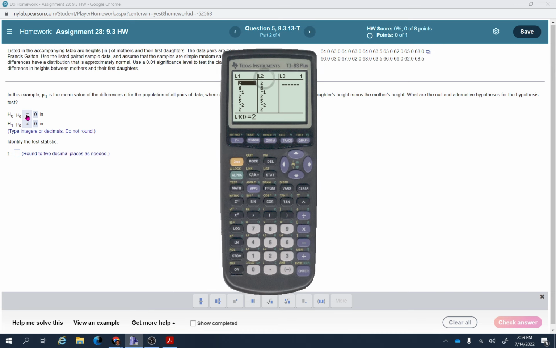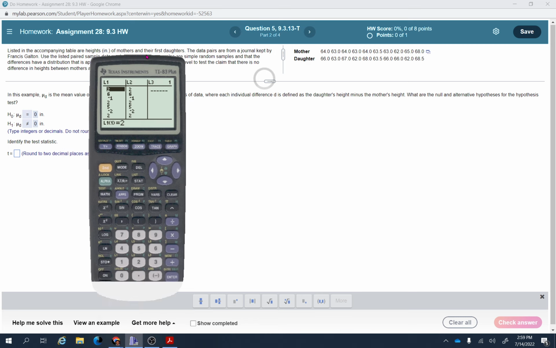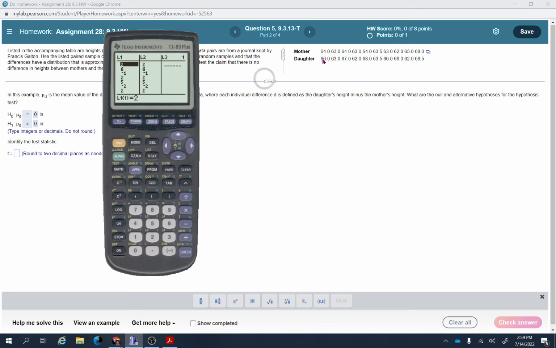And remember, this mu d is the mean value of the difference d for the population of all pair data, where each difference d is defined as the daughter's height minus the mother's height. So you subtract the mother's height from the daughter's height. So 66 minus 64 is 2. That's the first data. 63 minus 63 is 0. 67 minus 64 is 3. And 62 minus 63 is minus 1. And 68 minus 64 is 4.